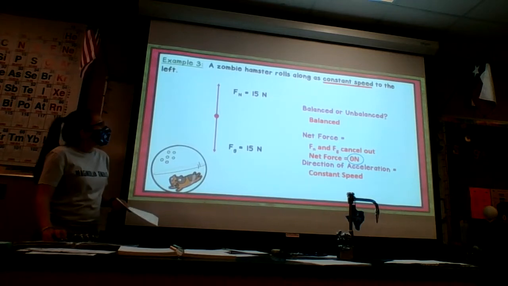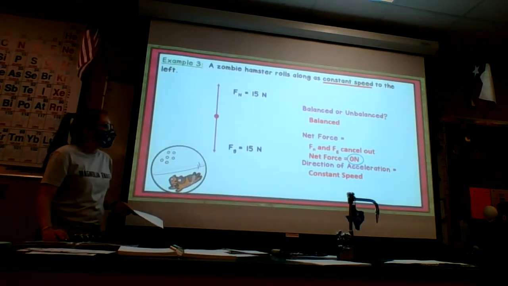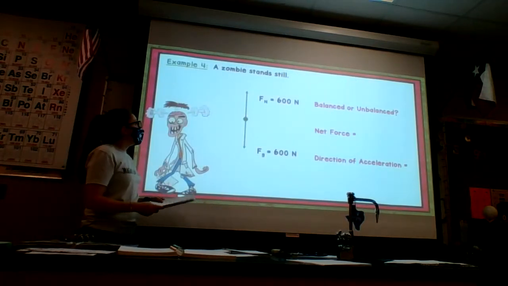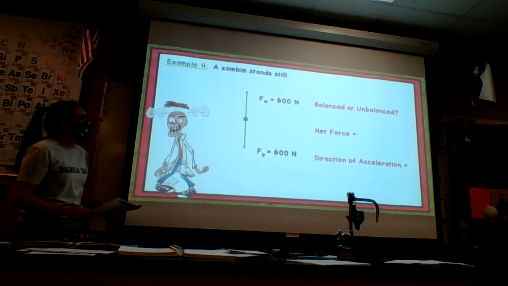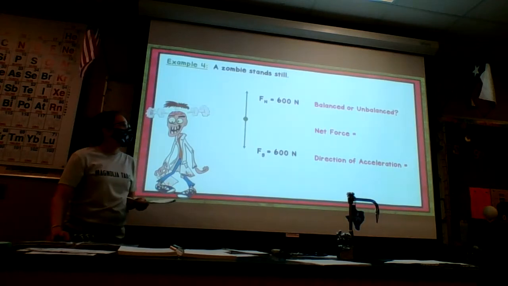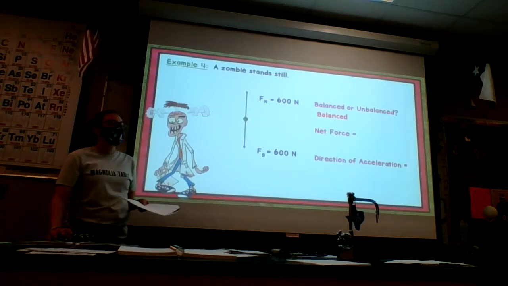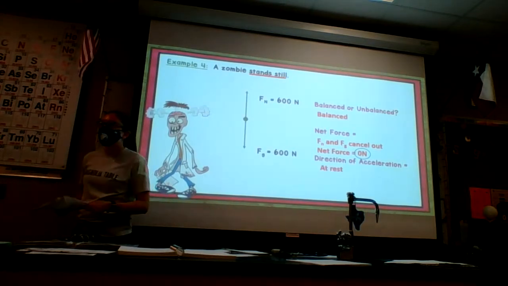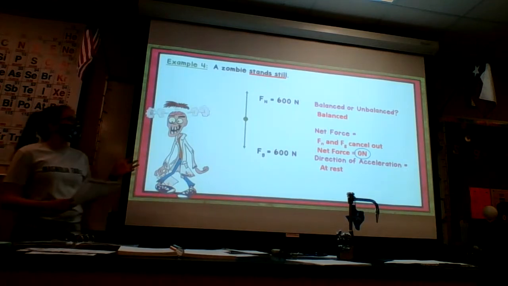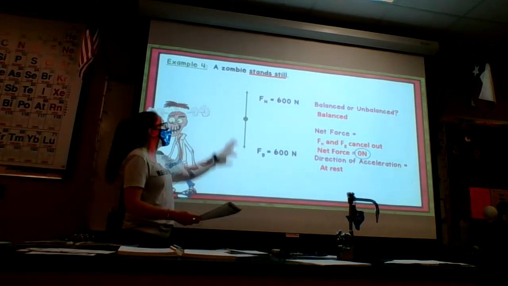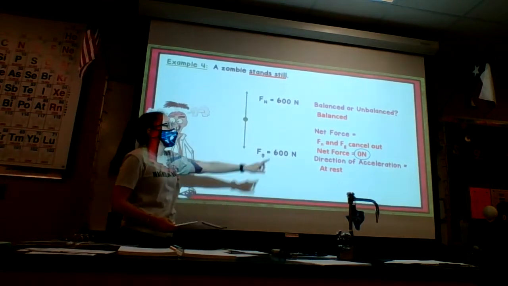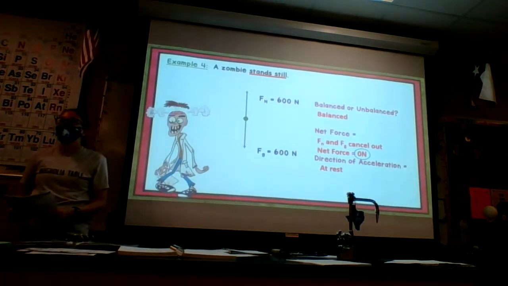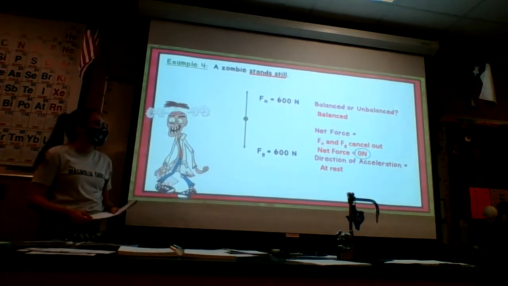All right. Next example, maybe if my mouse is going to work. There we go. We have a zombie standing still. Is this balanced or unbalanced? Balanced. Net force? 0. And then what would the direction be? At rest. Good job. Okay? So balanced forces will continue to do what they've been doing. This zombie is standing still, so the direction is going to be at rest. Okay? It doesn't change because it's balanced.